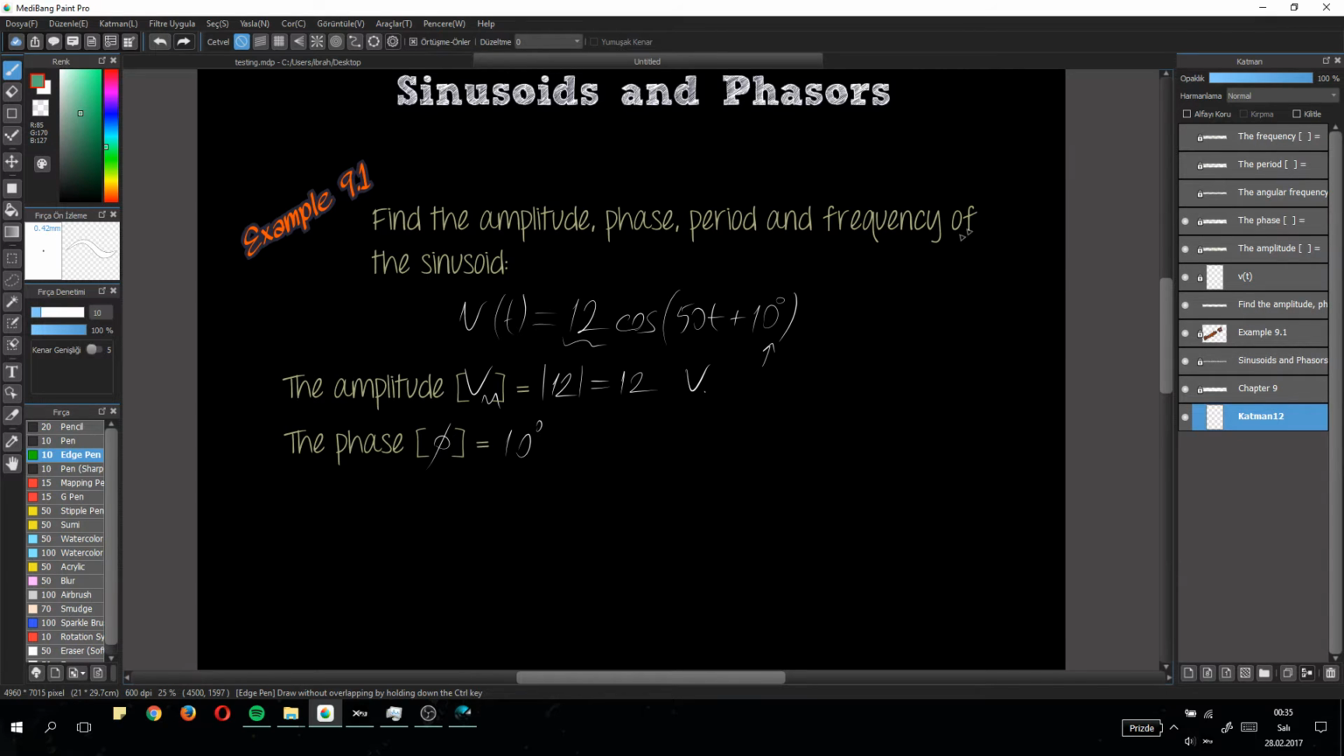Now we're going to have to find the frequency of the sinusoid, but before that we have to know something called angular frequency, and the notation for that is omega. This angular frequency is totally different from this frequency, and the angular frequency is the coefficient of the changing variable of the function. It maybe sounds complicated, but it's actually quite simple. The changing value in the function is t, so the coefficient of the t in here is 50. Therefore the angular frequency must be 50, and the unit of angular frequency is radian per second.